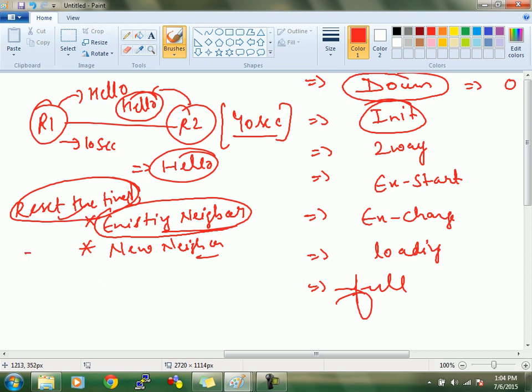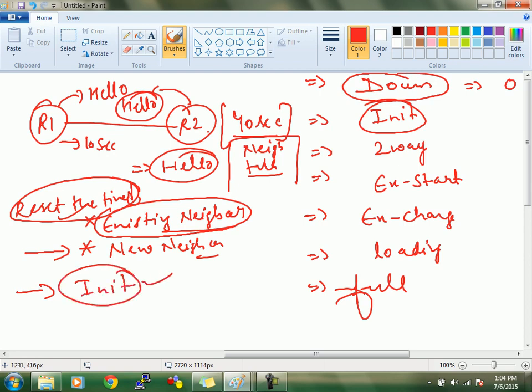Now, if it is receiving a hello from a new neighbor, first thing, how he will get to know that it is receiving a hello from a new neighbor? Because as soon as he will receive a hello, there is no entry for that neighbor in its neighbor table. It means I am receiving a hello from a neighbor, but for that neighbor I am not having an entry in my neighbor table. So that state is called initialization. This thing is clear?